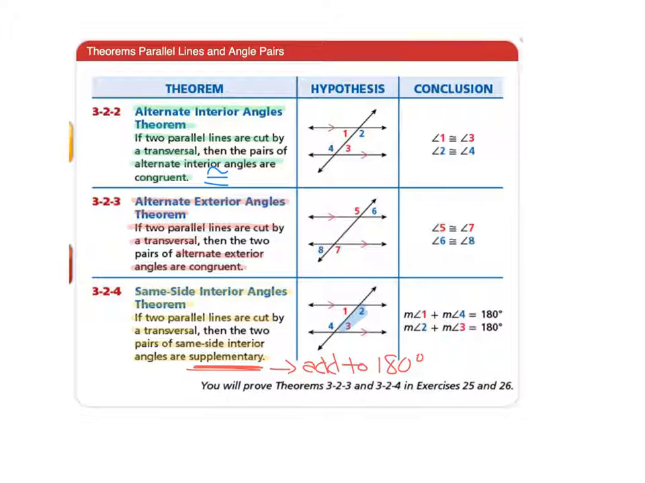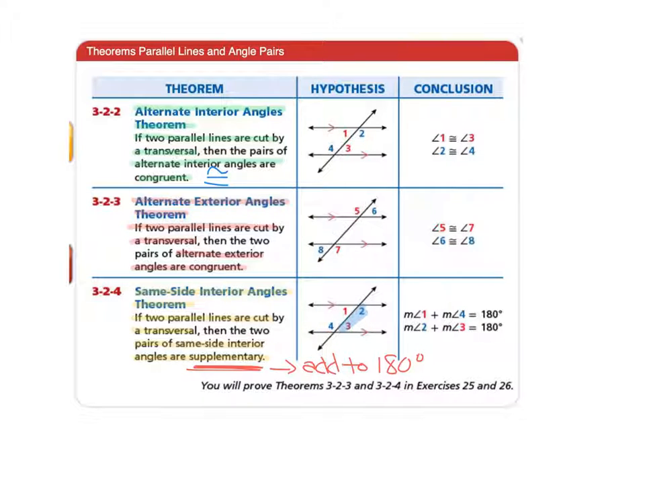So there are three theorems from this section as well. Alternate interior angle theorem. That says that the alternate interior angles, if formed by two parallel lines, are congruent. Alternate exterior angle theorem. If two parallel lines are cut by a transversal, then the alternate exterior angles are congruent.